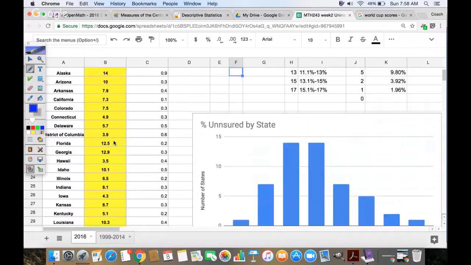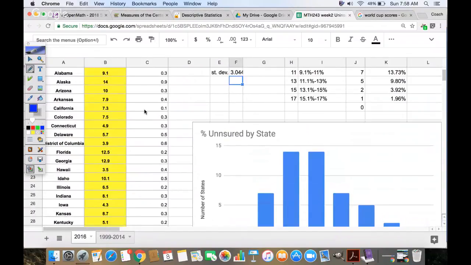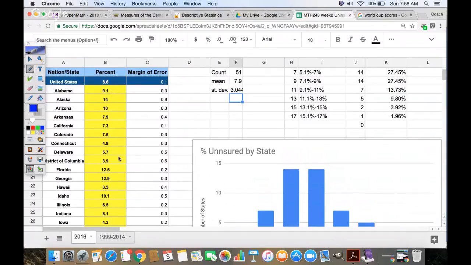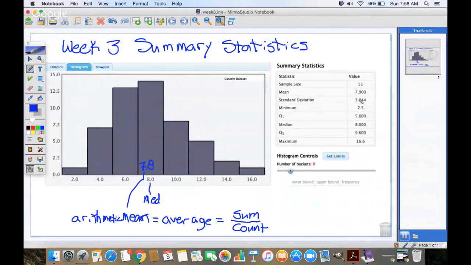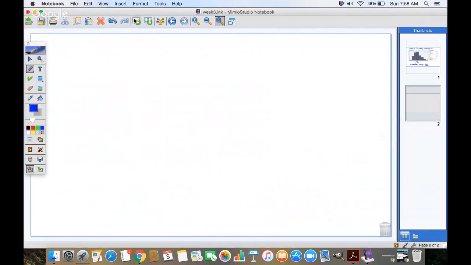Close parentheses. And I had fed StatKey the same set of numbers, Alabama through the rest of them there. I get 3.044-ish. And if I look back at the StatKey information, there's that 3.044 value. And what standard deviation is, it's a measure of the average spread of the data.